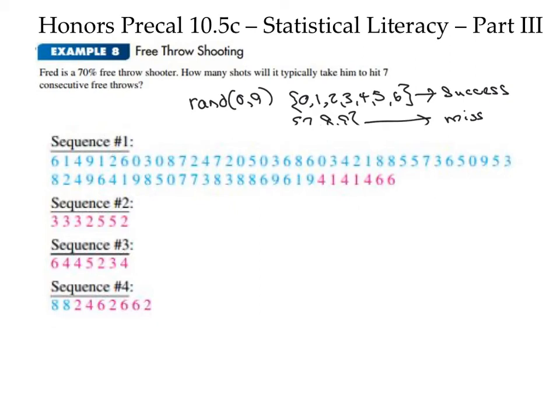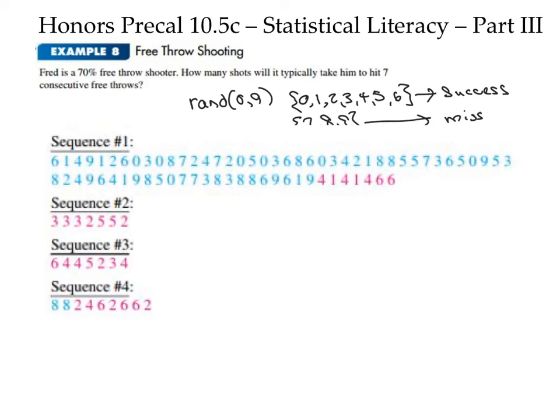Like 614, they're all good, then a 9, 126030, and then an 8, and so on. So that's an astonishing number. The calculator version of Fred had to take 70 free throws in a row before he hit 7 successes in a row, which is pretty astonishing.